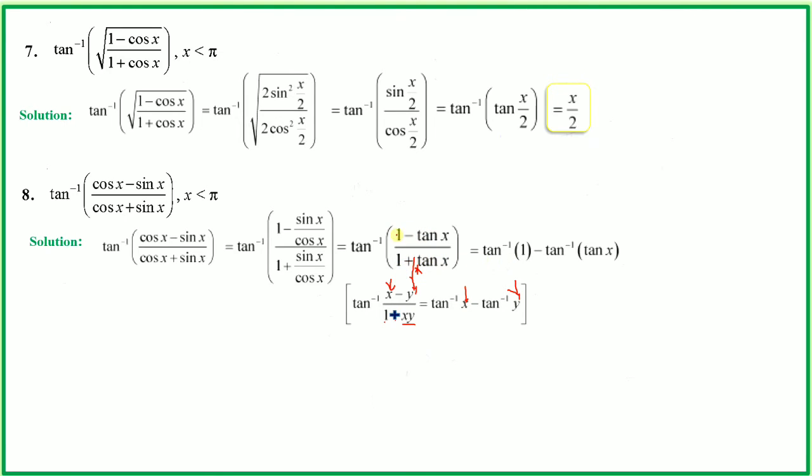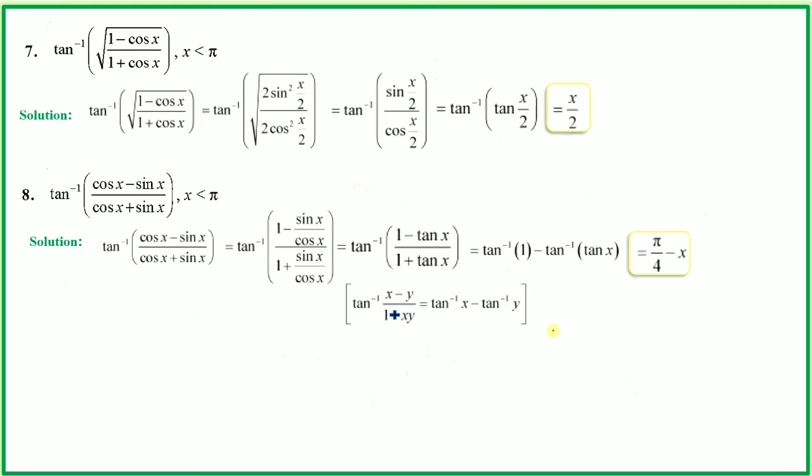For x minus y upon 1 plus xy, that is tan inverse x minus tan inverse y. Now instead of x we have 1, so tan inverse 1 minus tan inverse y, where the second one is tan x. I hope you understood this. So tan inverse 1 minus tan inverse tan x is nothing but pi by 4 minus x.